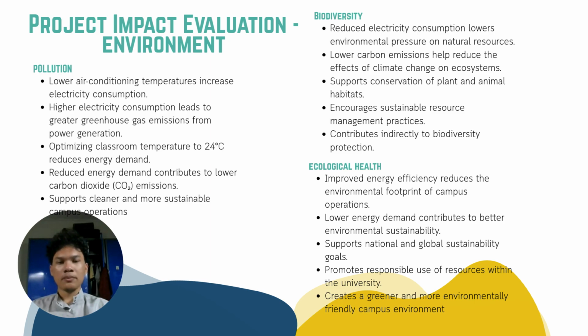Alright, next, project impact evaluation environment. We are going to start with pollution. The current average temperature of 19.4 degrees Celsius requires the air conditioning system to consume more electricity. Increased electricity consumption leads to higher carbon emissions from power generation. By adjusting the temperature to 24 degrees Celsius, energy usage can be reduced, which helps lower pollution and greenhouse gas emissions.